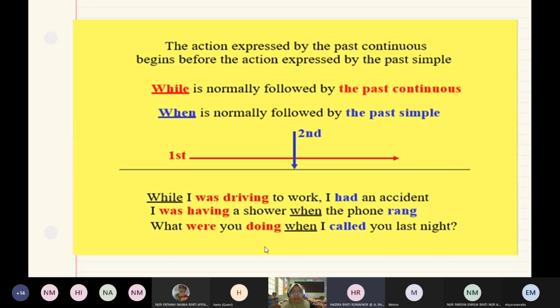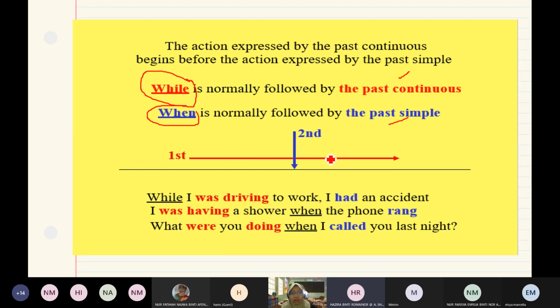The action expressed by the past continuous begins before the action expressed by the past simple. While is normally followed by the past continuous, when is normally followed by the past simple. You have to remember that while is usually used for past continuous, whereas when is used for past simple.